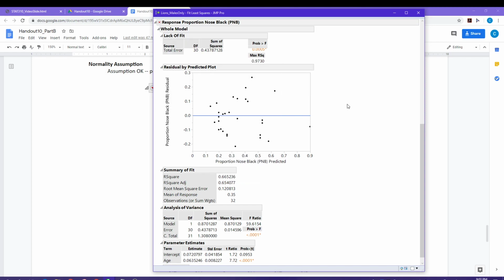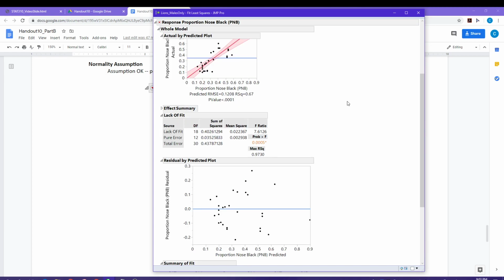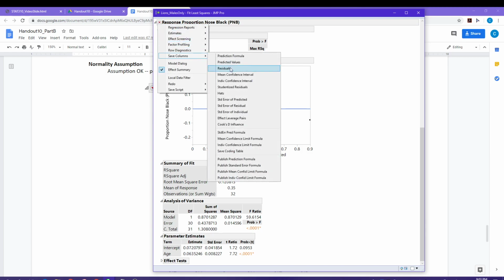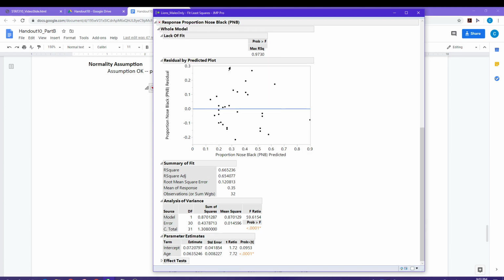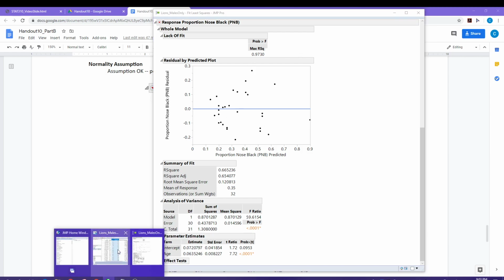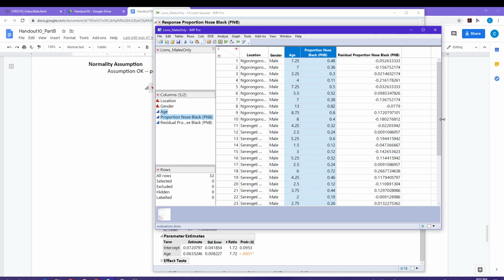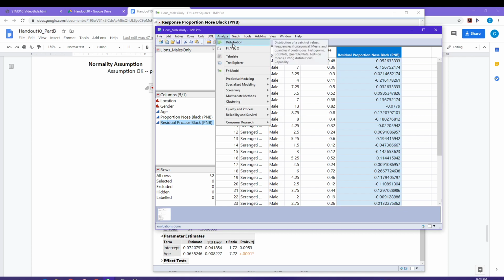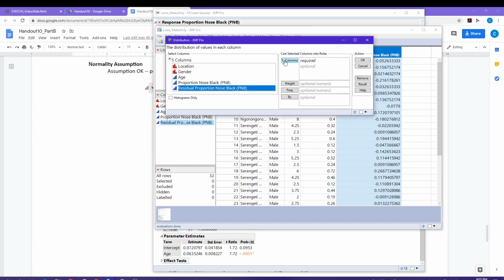Okay, so maybe I should say first here, the histogram is not provided in the standard output that you get from the fit model. But I can create it by saying Save Columns, Residuals. That's not going to do anything to my output, but it is going to put the residuals over here in my data table. So now I have this residual column. Now I can just go Analyze Distribution.